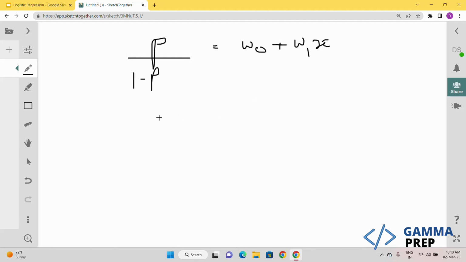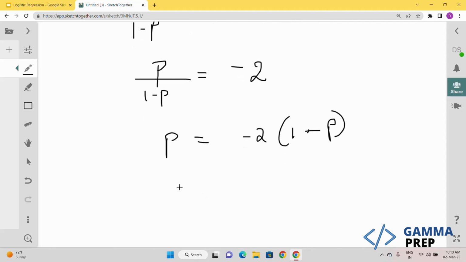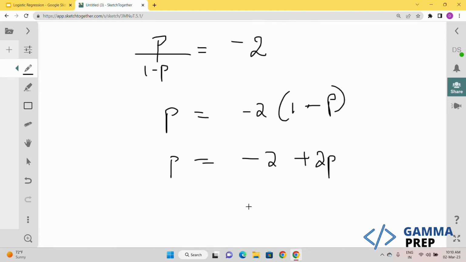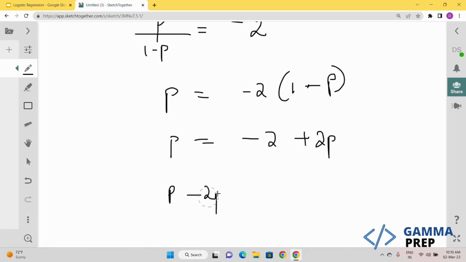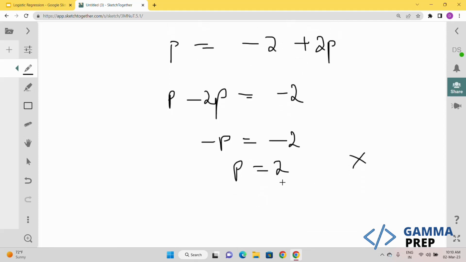There is a possibility. Let's say W0 plus W1X is negative, say minus 2. Then let's try to solve it. Minus 2 into 1 minus P. So this would be minus 2 plus 2P. So it would be P minus 2P, which is minus P, equals minus 2. P is equal to 2. This is not possible, right? Our probability should be in the range 0 to 1.